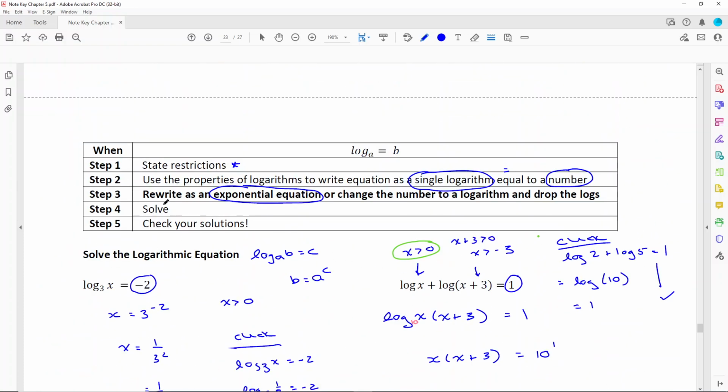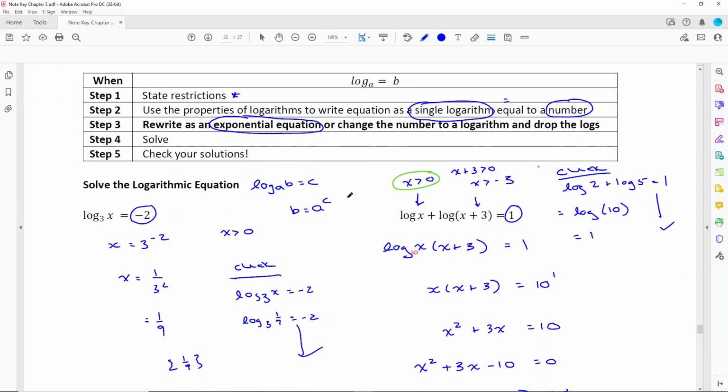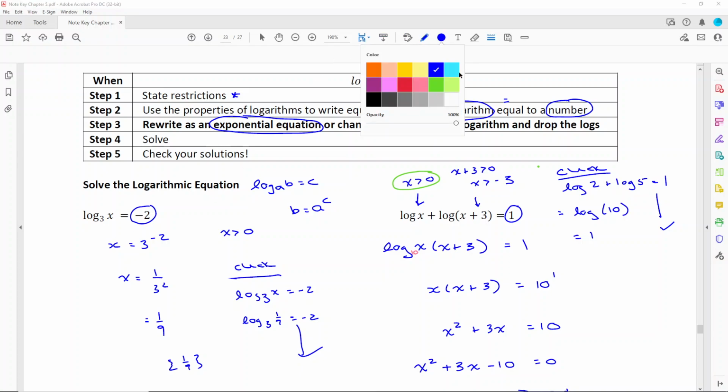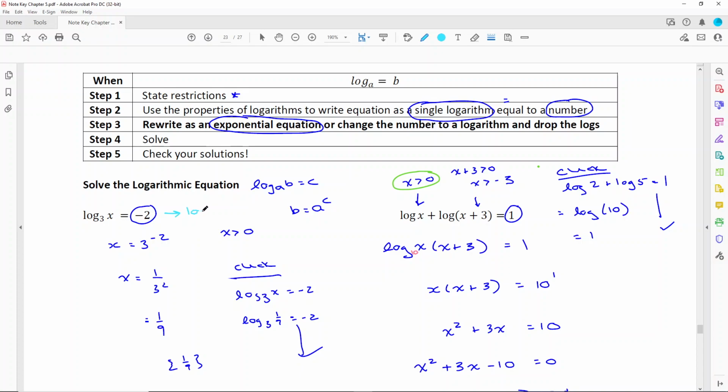So step 3 was rewrite as an exponential equation. Some people just do not like that step. They cannot rewrite things as an exponential equation. But the other option's not great either. The other option is that you have to change the number to a logarithm so that you can drop the logs. In other words, for this one, instead of having it as log base 3 of x equals negative 2, you want to rewrite that as a logarithm. So log base 3 of x equals another log base 3.